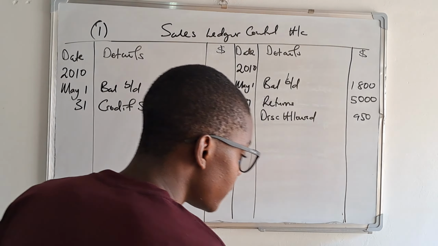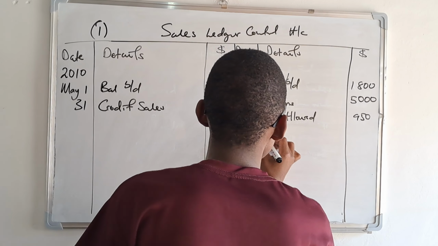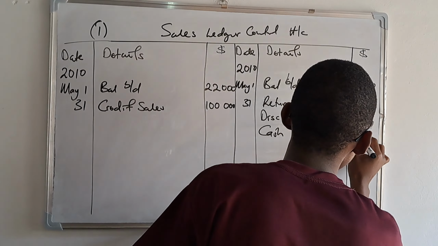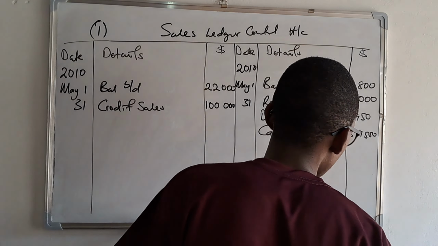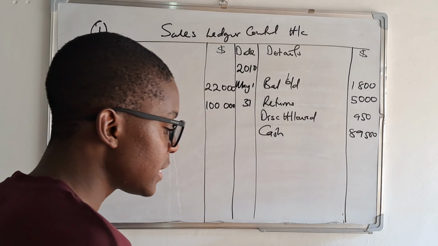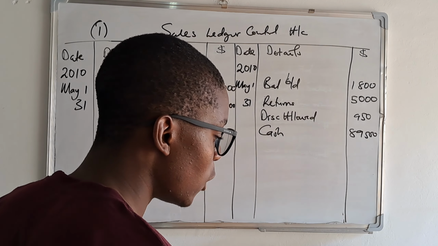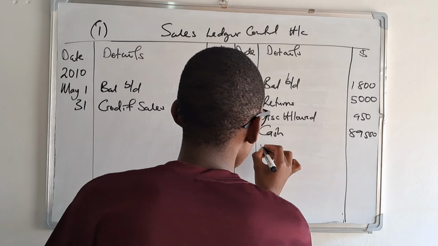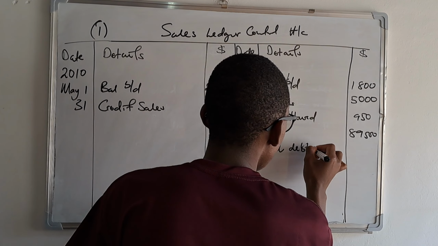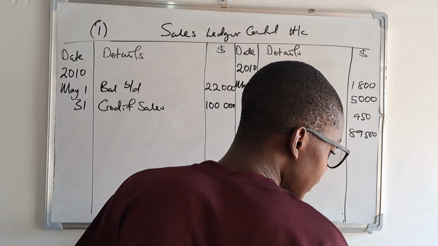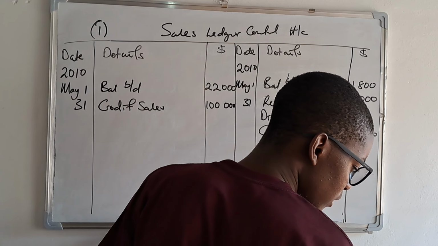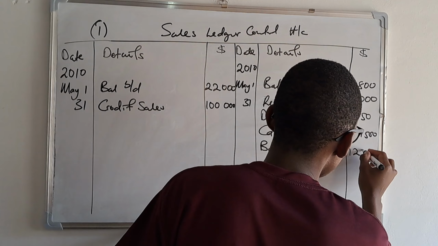Then we have cash received from customers. We record cash. The cash figure, how much? 89,500. Then we also have the petty cash payment to suppliers. We ignore. We have the bad debts written off. Remember, according to the format, we said we record bad debts on the credit side, which is going to be bad debts of 1,250.